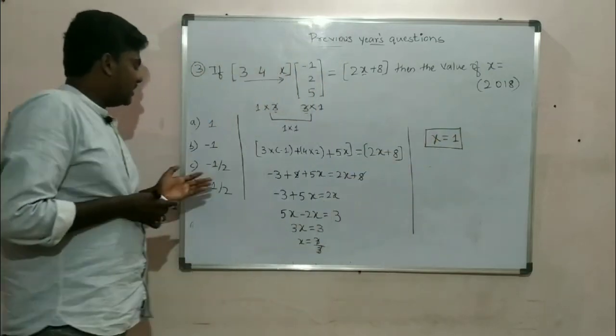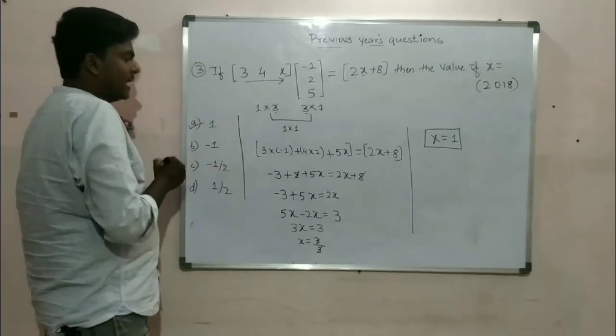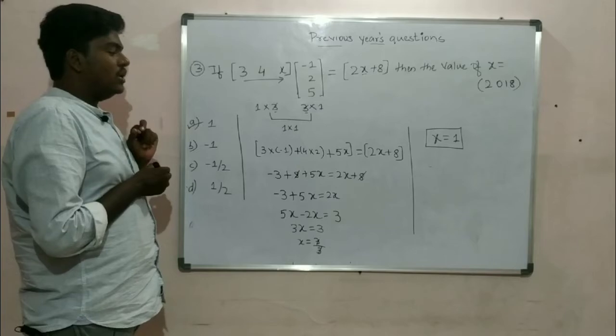So I have to check that answer here. We have option A as 1. So option A is the right answer. The answer is x is equal to 1.